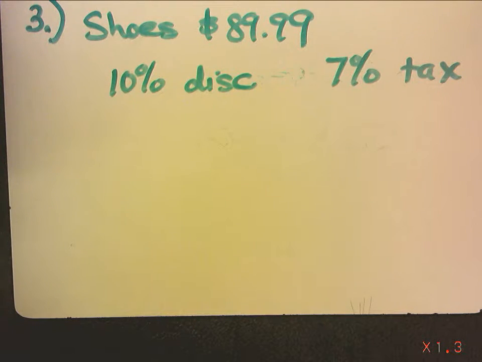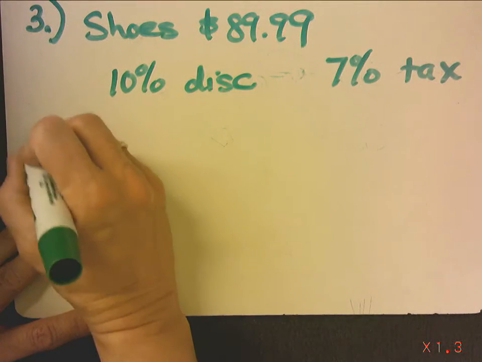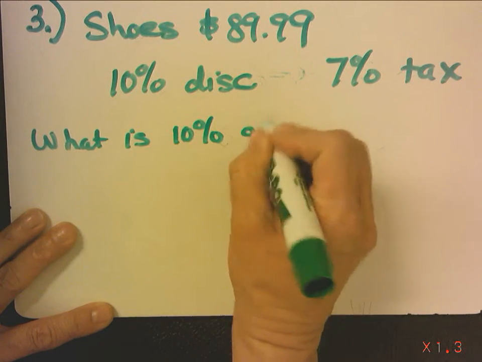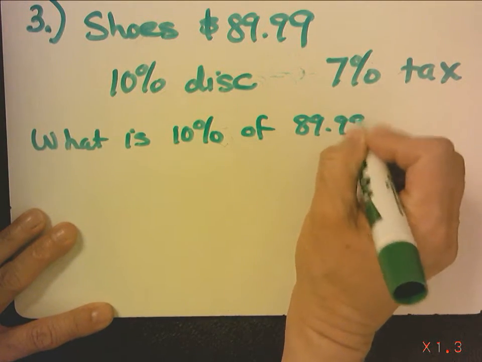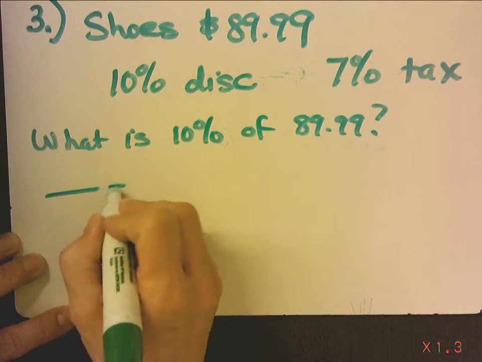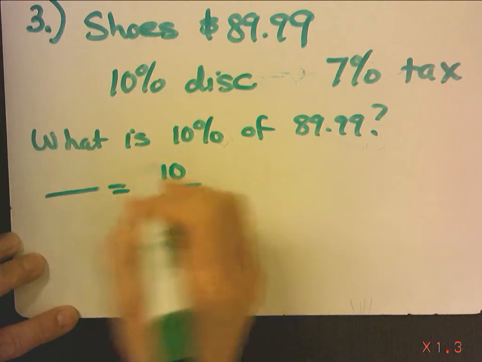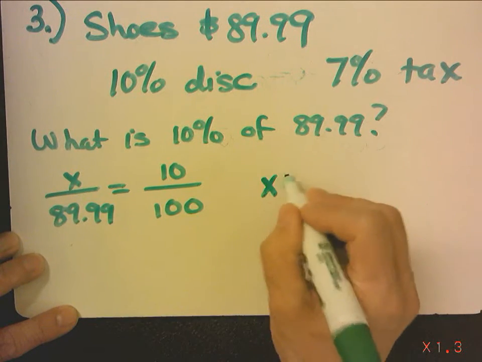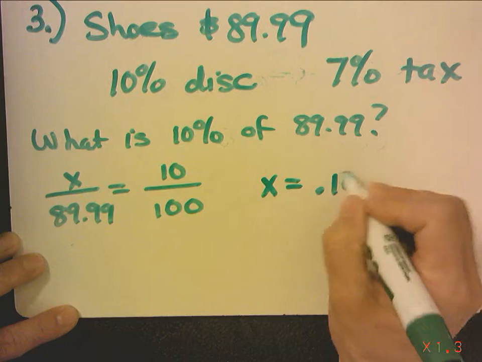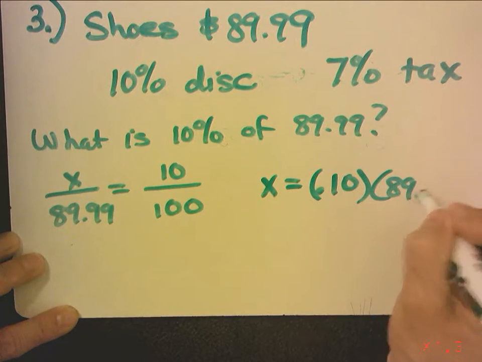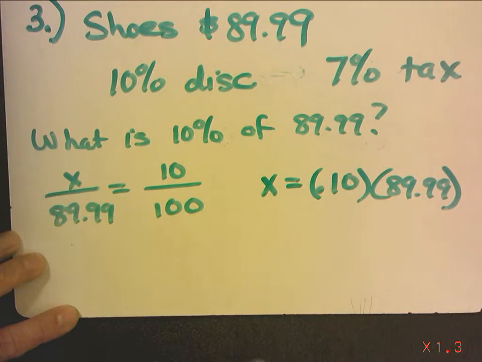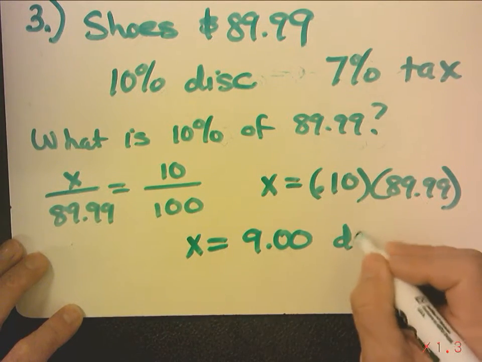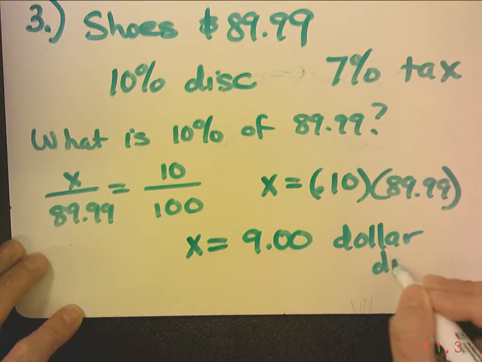Again, multiple ways to do this. So I want to know what is 10% of $89.99. Okay? I can do percent proportion. What is 10% of $89.99? I could use percent equation. X is 0.10 times $89.99. Either way, I get X is $9. That's our dollar discount.